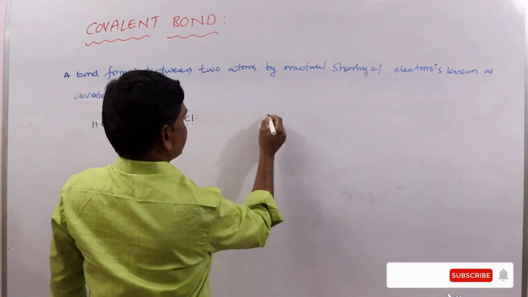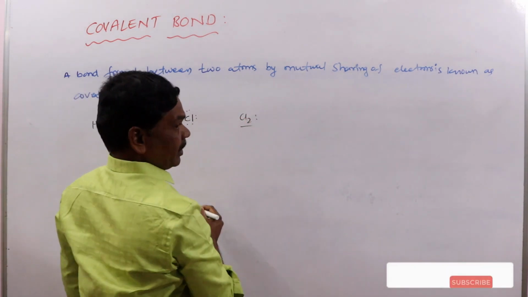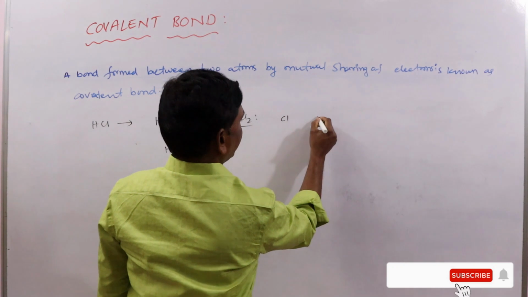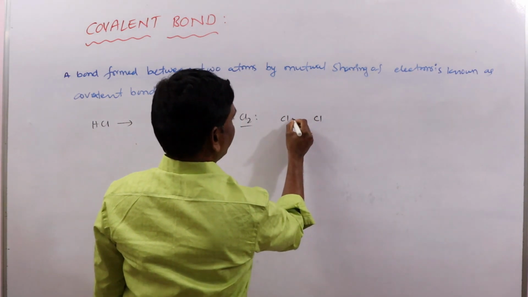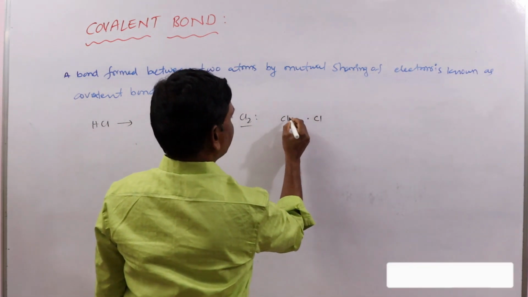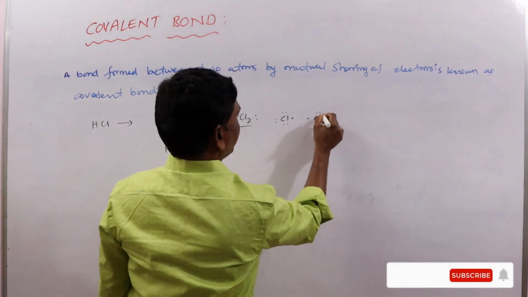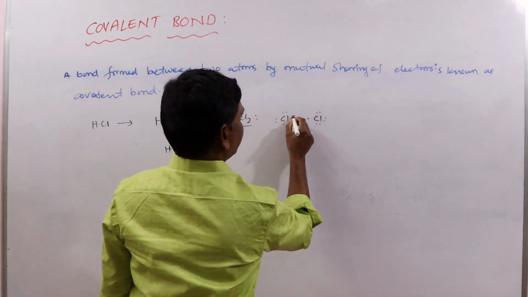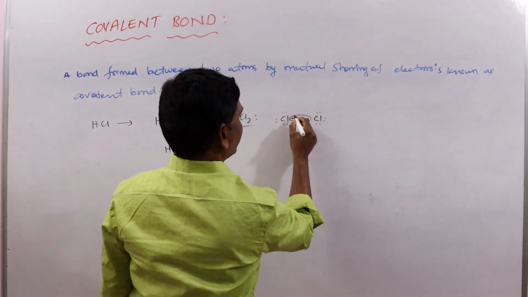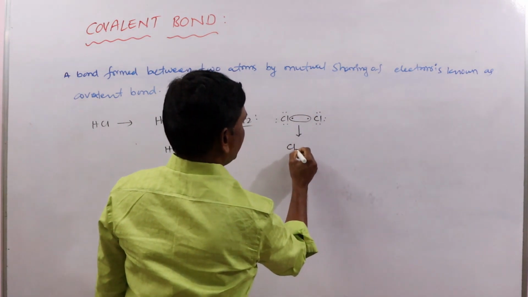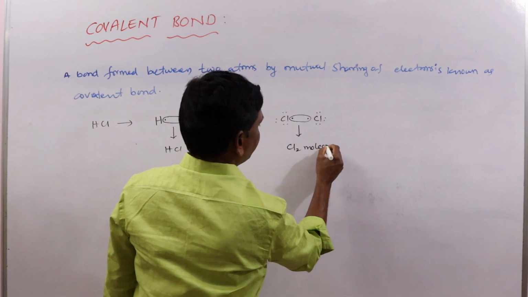Another example is a chlorine molecule. So first chlorine atom and second chlorine atom, these two are each providing one electron and sharing between these two chlorine atoms. Formation of a chlorine molecule is taking place.